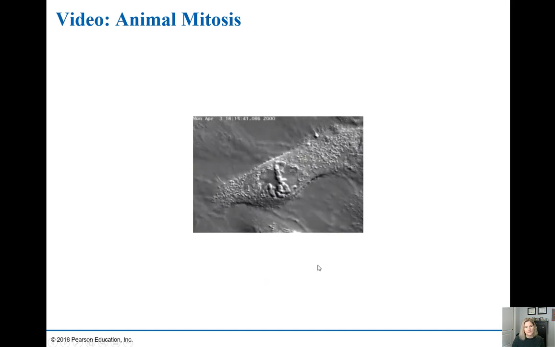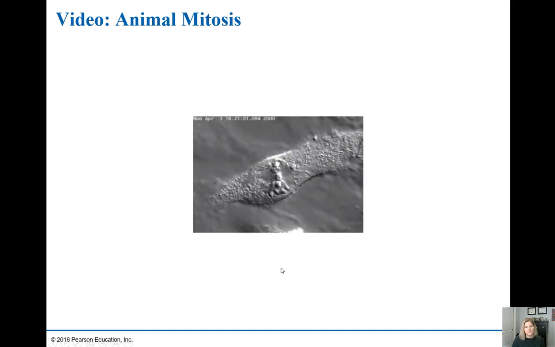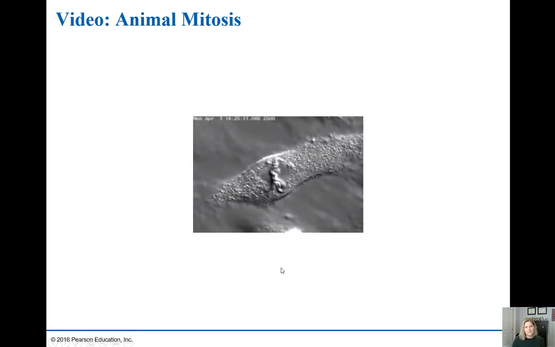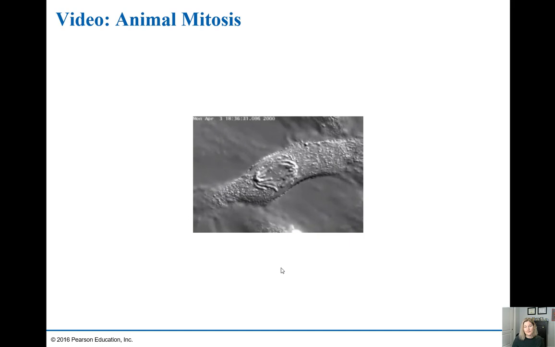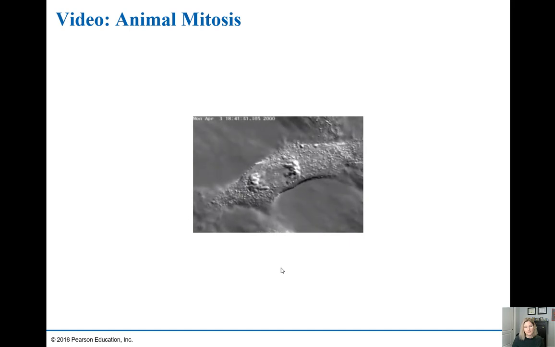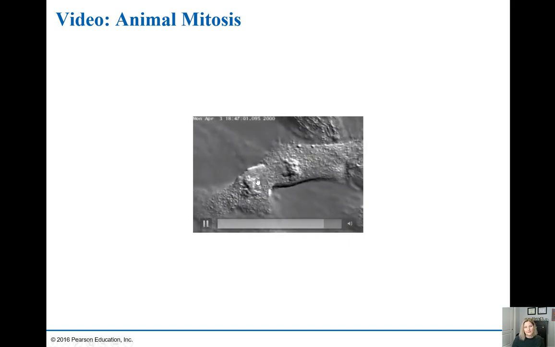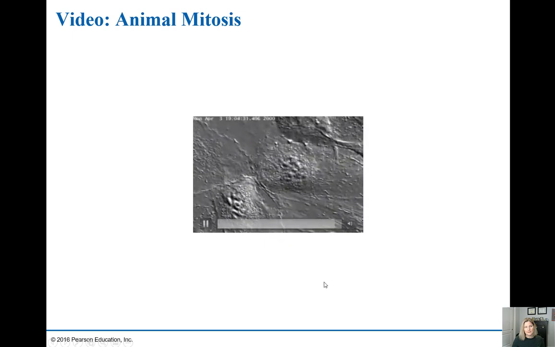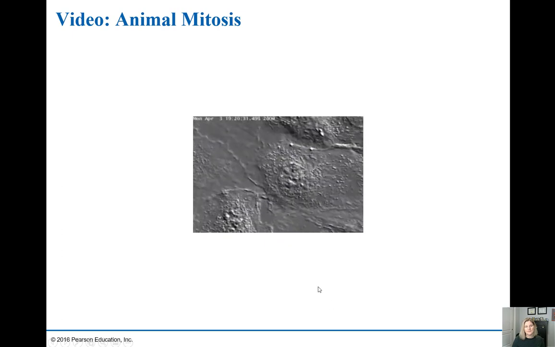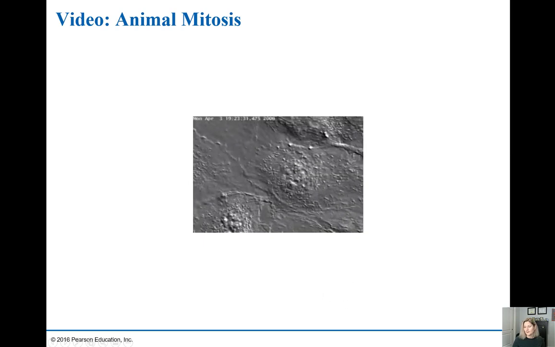So you can see this is the entire cell, by the way. Now it's in the middle. They're all lining up in metaphase. And then there's anaphase. You can see the chromatids moving away from each other. And then telophase, where they're dividing into two, ending with cytokinesis. Pretty cool, huh?